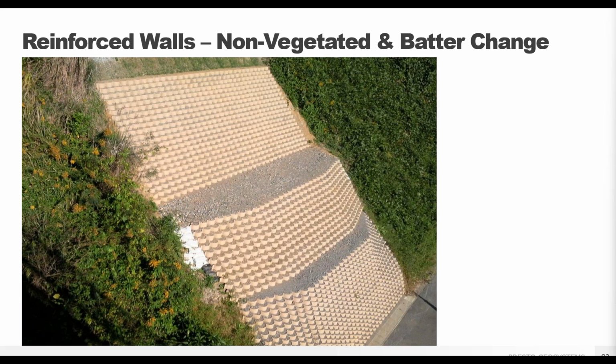GeoWeb walls can be vegetated or non-vegetated with concrete or crushed aggregate as the infill. This wall is benched and stepped back, and we see the ability to change the batter angle over a short distance. We'll offer a pro tip for batter angle in just a bit.